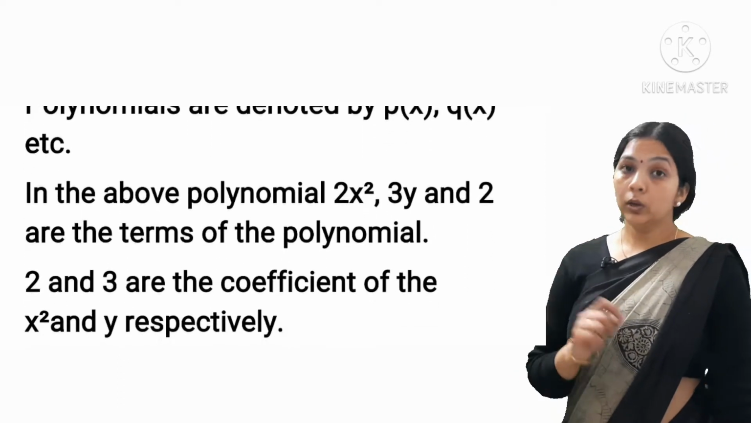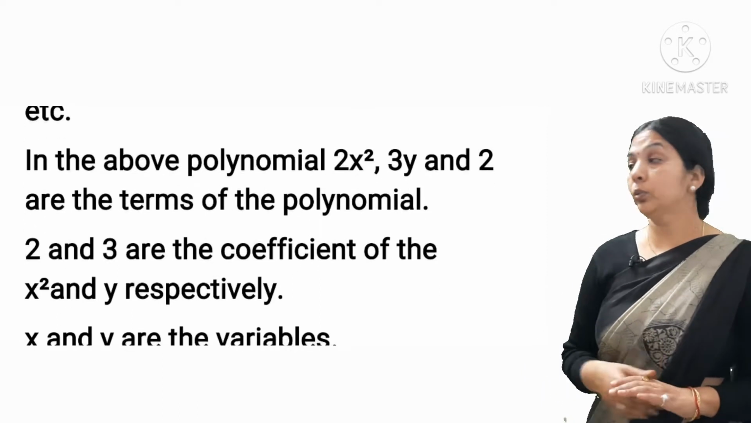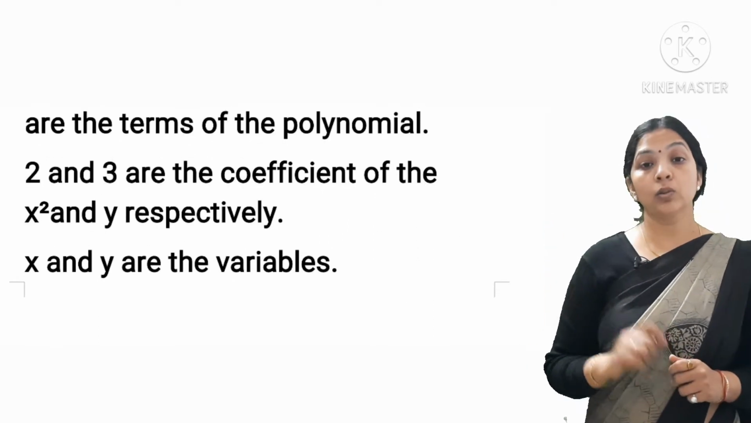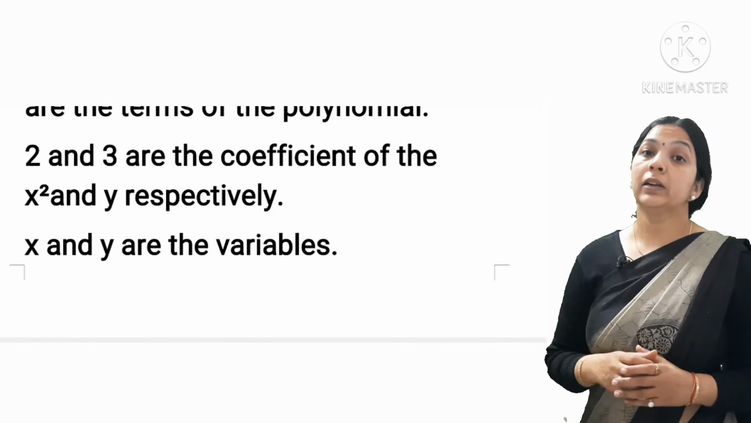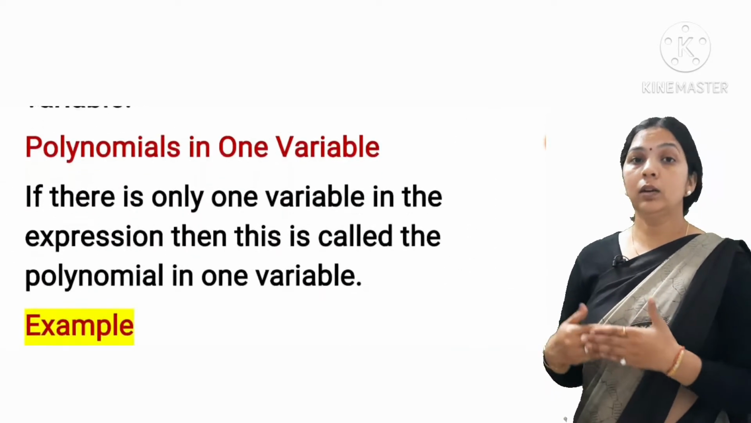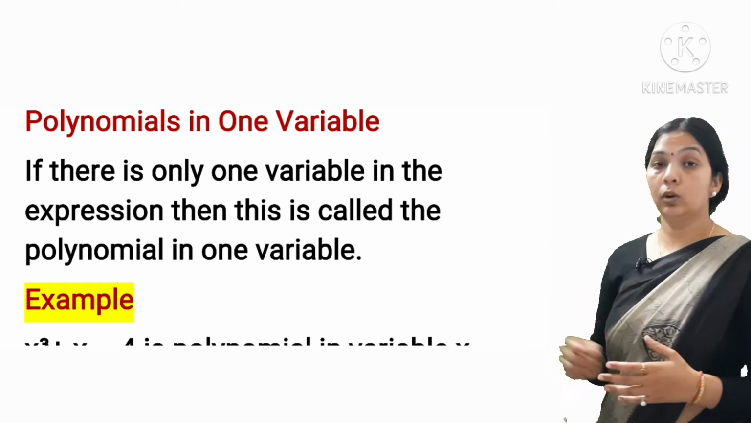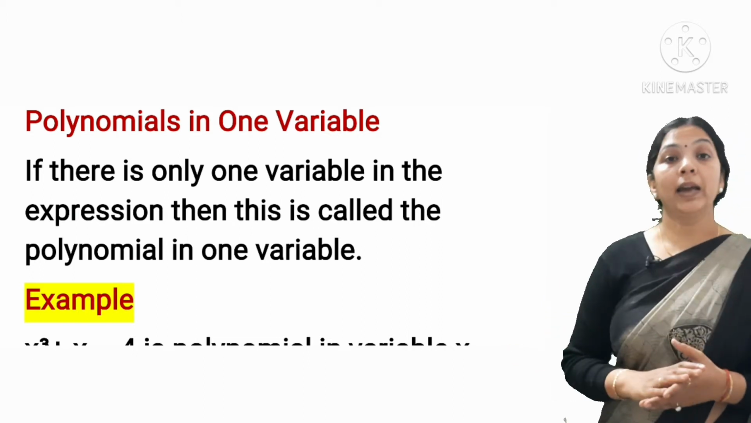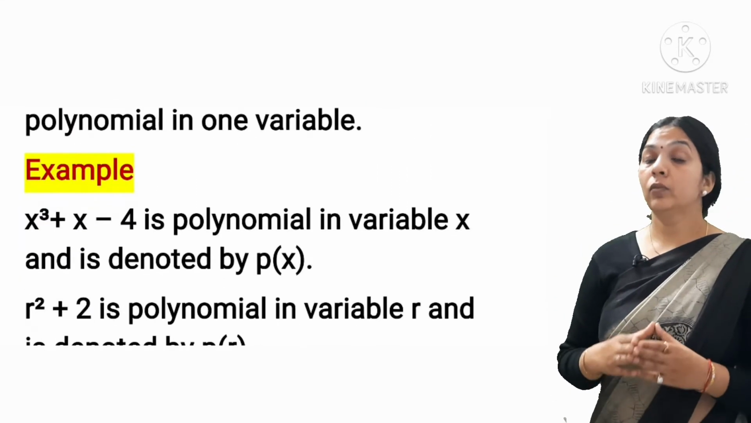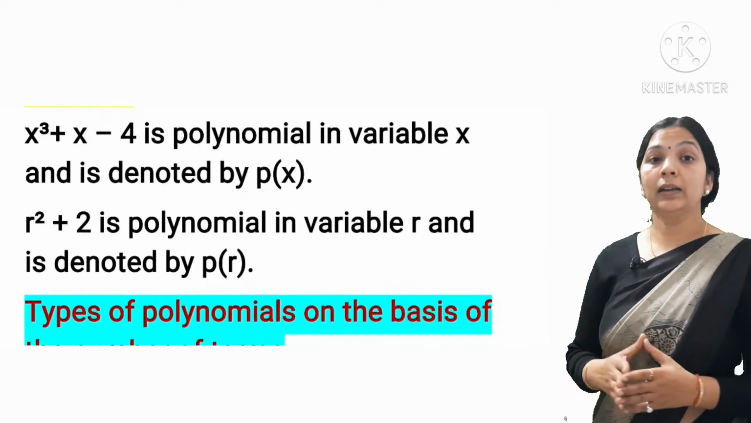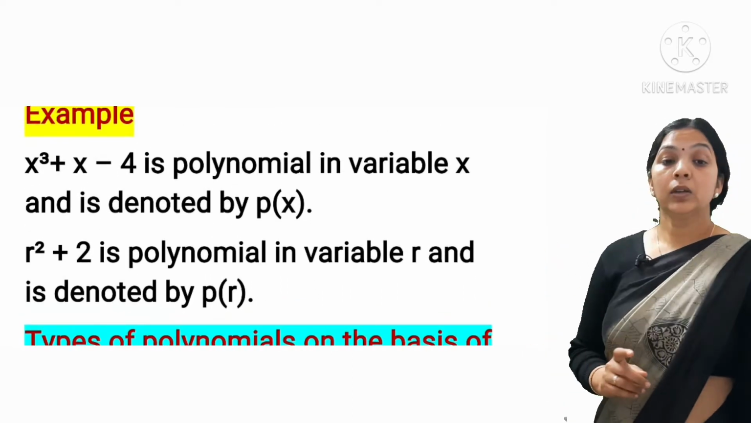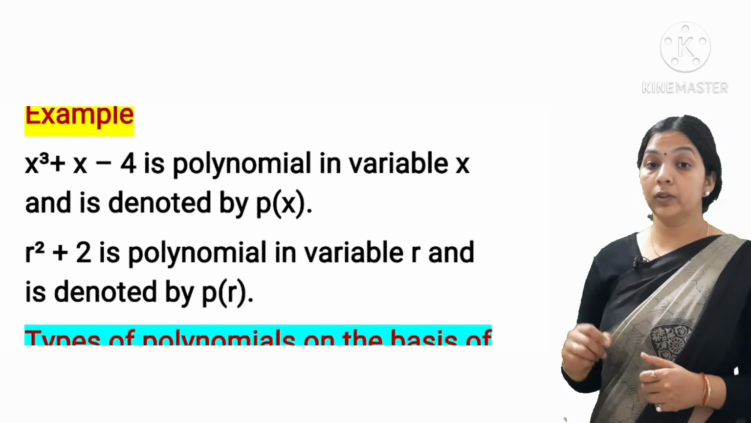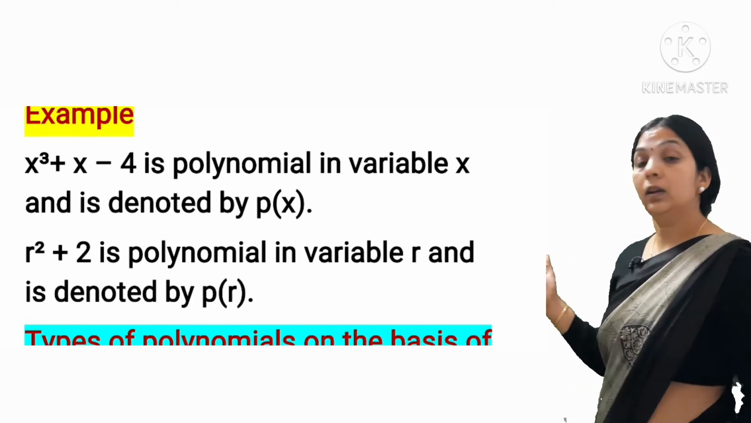So now, polynomials in one variable. As I told you that p(x) denotes the polynomial in x variable. If there is only one variable in the expression, then it is called a polynomial in one variable. It means that in the whole polynomial, the type of variable is single. For example, x cubed plus x minus 4 is a polynomial in variable x and it is denoted by p(x). If we use r square plus 2, it is a polynomial in the variable r and it will be denoted by p(r).